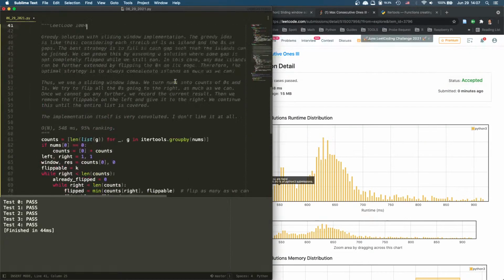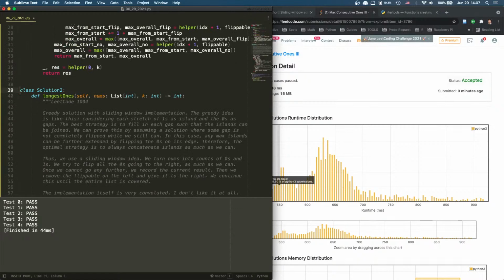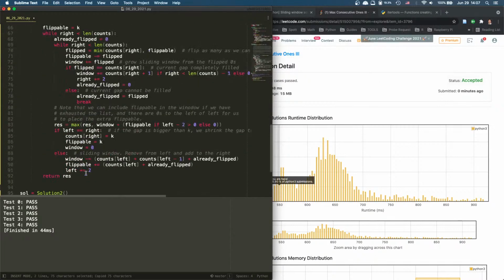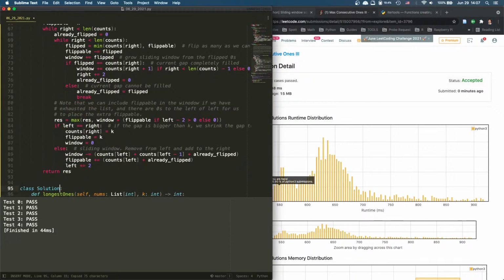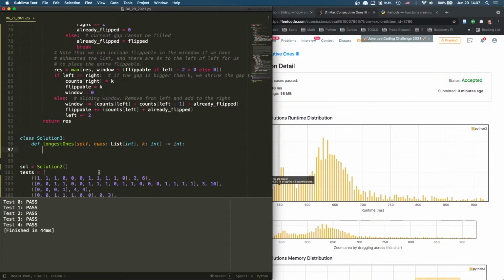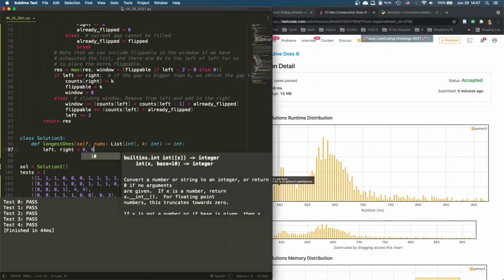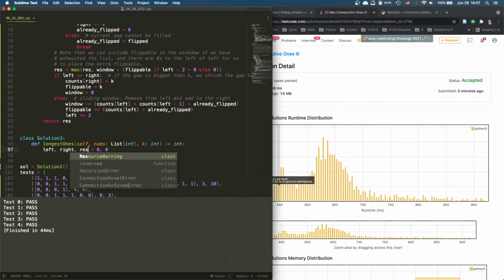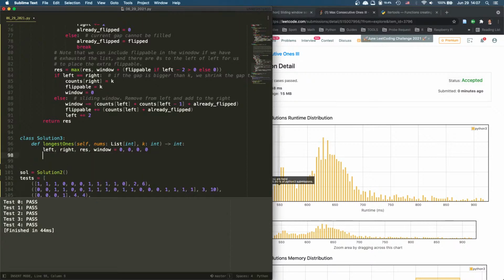All right, let's try it. This is a simple question. It's not an easy one, but it's not hard. We want to stretch with the number of zeros smaller or equal to k, right? So we have left, right, we're going to start with 0, and result, and the window. Everything starts with 0, right?